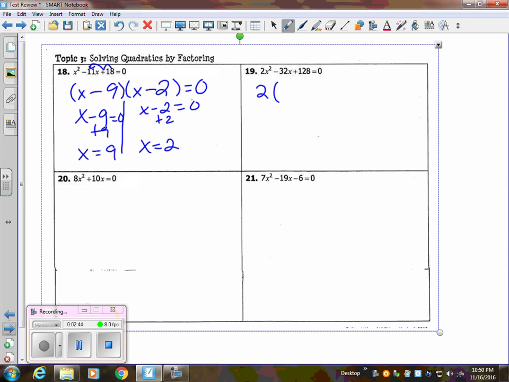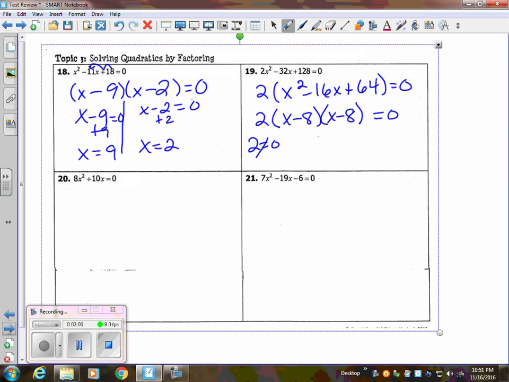Next one has a GCF of 2, so you've got x squared minus 16x plus 64 equals 0. Then continuing the factoring, we have identical twins. 2 cannot equal 0, so that's out. And since you've got twins, you only have to solve this once, add the 8, and x is equal to 8. Now, if I'm going too fast, just ask Mr. Weaver to pause it.